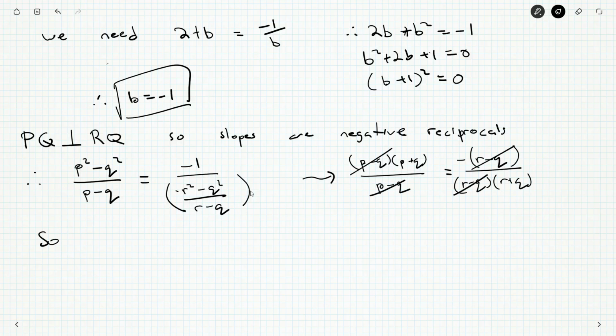So, I don't know whether or not I should say something about P not being equal to Q and R not being equal to Q. If P and Q are equal, then we've got 2 points on the parabola that somehow lie above each other, and that never happens. I don't know whether or not I need to say something about that. You can if you want to. It would just be a quick sentence. But so P plus Q is negative 1 over R plus Q.